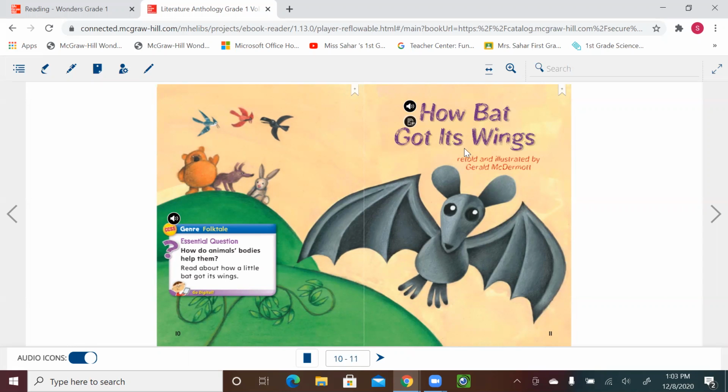From the lesson and the title, I can tell that they would be talking about bats, and probably the bat didn't have wings and something happened so that it got wings. Remember, when we say folktale, it means it's not real and it's just being passed from generation to generation. So read about how a little bat got its wings. Let's start. Page 11, please. How Bat Got Its Wings. Retold and illustrated by Gerald McDermott. We say retold because, as we say, this is being passed from generation to generation.